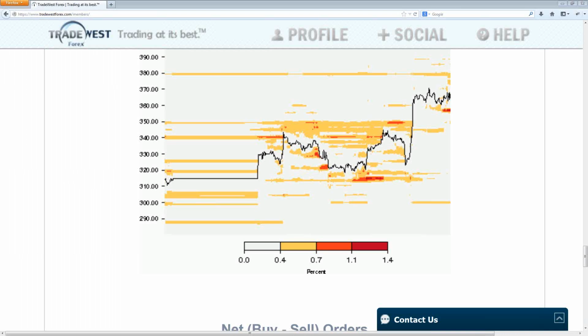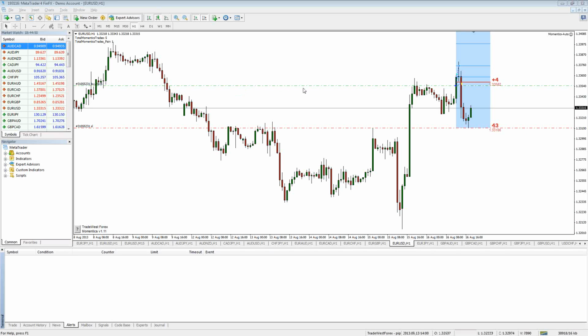And yeah, so how to use it with the buy and sell orders with Momentics. Well, let's see if I've got a chart here. We can show you that. Okay, so here's an example.